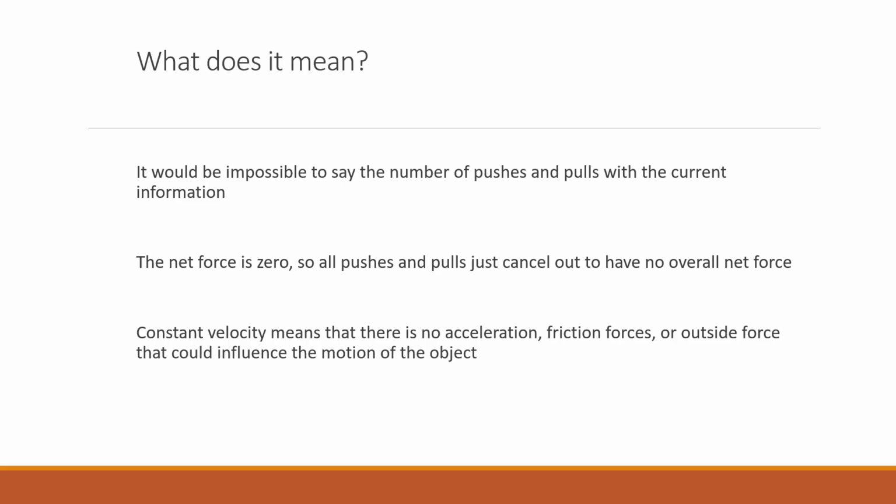Constant velocity means that there is no acceleration, friction forces, or outside force that could influence the motion of the object. We see this perfectly in the computational model. Again, in the actual experimental model, we don't see that straight line, meaning the floor might have caused the truck to decelerate, and it might have caused friction.